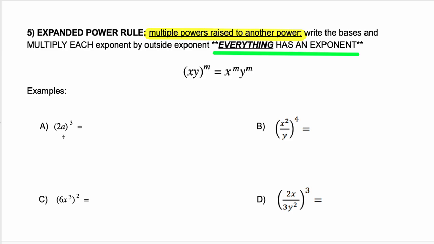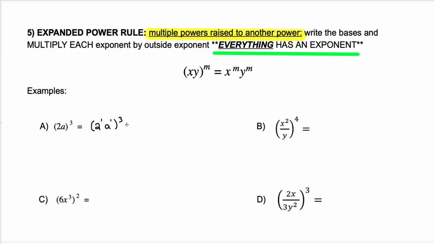So this first example, A, has parentheses 2a, parentheses raised to the 3rd power. We're going to rewrite this as 2 has to have an exponent. This will be 2 raised to the 1st power. And then a has to have an exponent. We don't see an exponent, so we have to raise that to the 1st power. Then this is raised to the 3rd power. We are rewriting the inside to show that every single thing inside has an exponent. Now we can do the power rule.